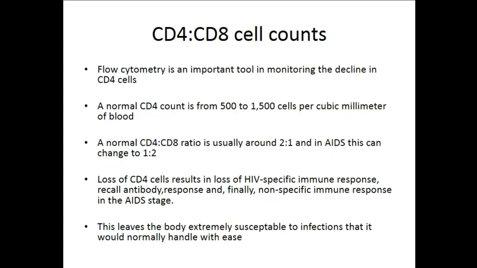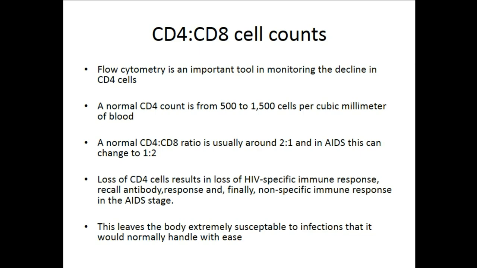Now, CD4, CD8 cell counts. As I said, flow cytometry is important in monitoring declining CD4 cells. A normal CD4 cell count is from 500 to 1500 cells per cubic millimeter. A normal CD4 to CD8 ratio is around 2 to 1. And in AIDS, this can change to 1 to 2. Loss of CD4 cells results in loss of HIV-specific immune response.